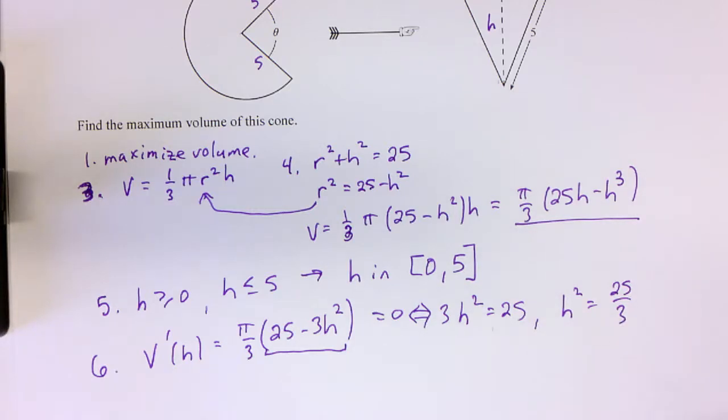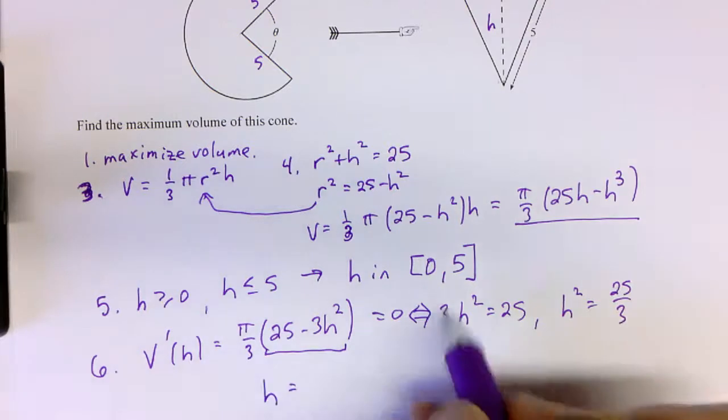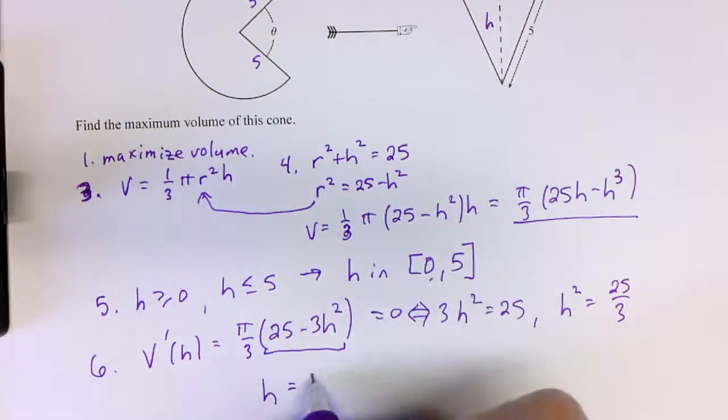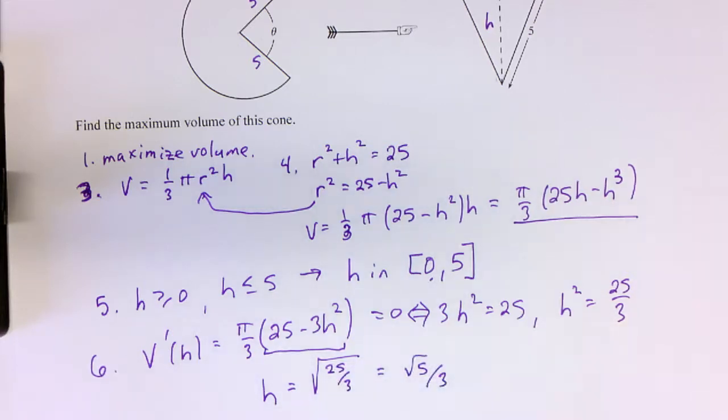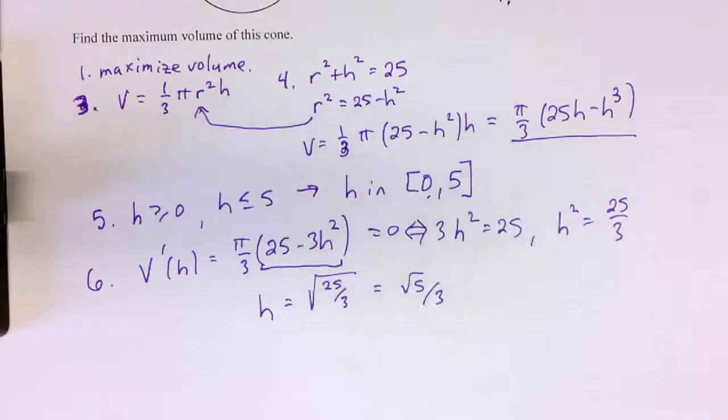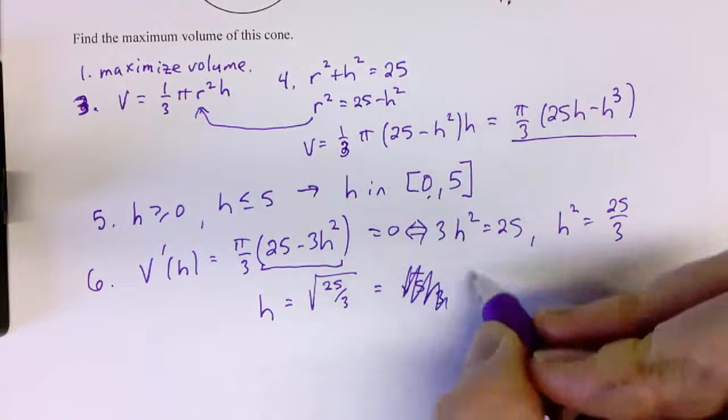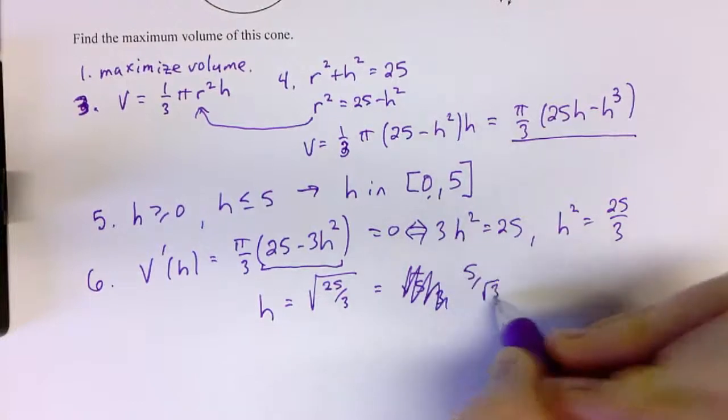But I don't care about the minus because I can't have a negative volume. I'm restricted to 0 to 5. Can't have a negative height. So our only critical number inside of our interval is the square root of 25/3, or 5 over the square root of 3, excuse me.